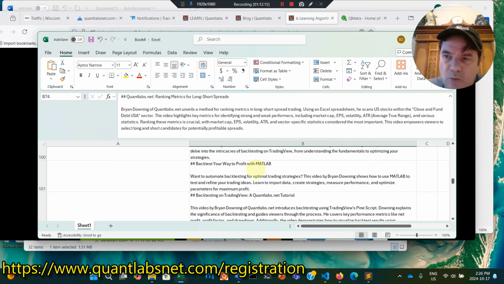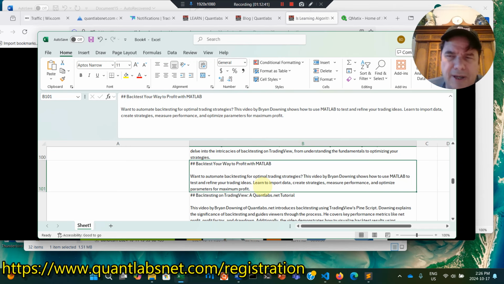Backtest your way to profit with MATLAB. So this is the powerful thing and why you would want to pay high end for MATLAB. Automate your backtesting for optimal trading strategies. That is very possible in MATLAB. How to use MATLAB to test and refine your trading idea. Import data, create strategies, measure performance, and optimize parameters for maximum profit.